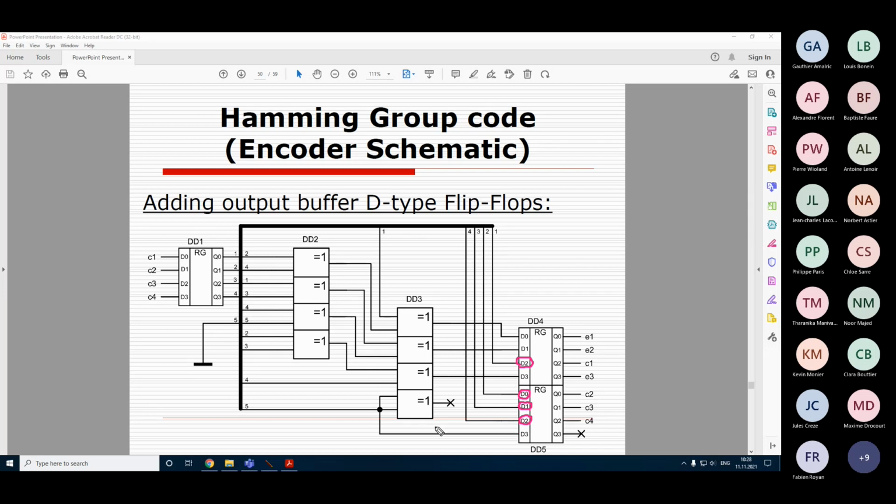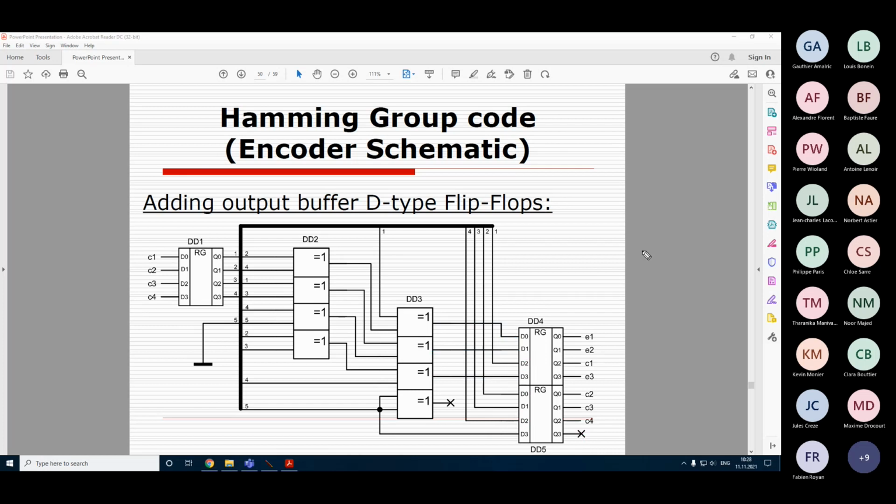Now this input is also unused, so I connect it to ground with 0, and I don't connect this output anywhere. And accordingly, the same way, we put control symbols E1, E2, and E3.